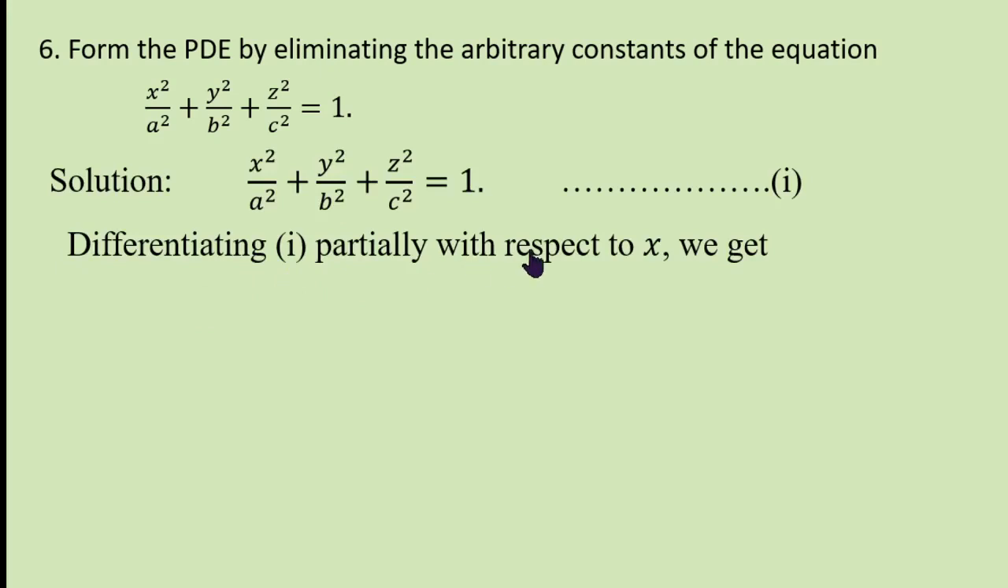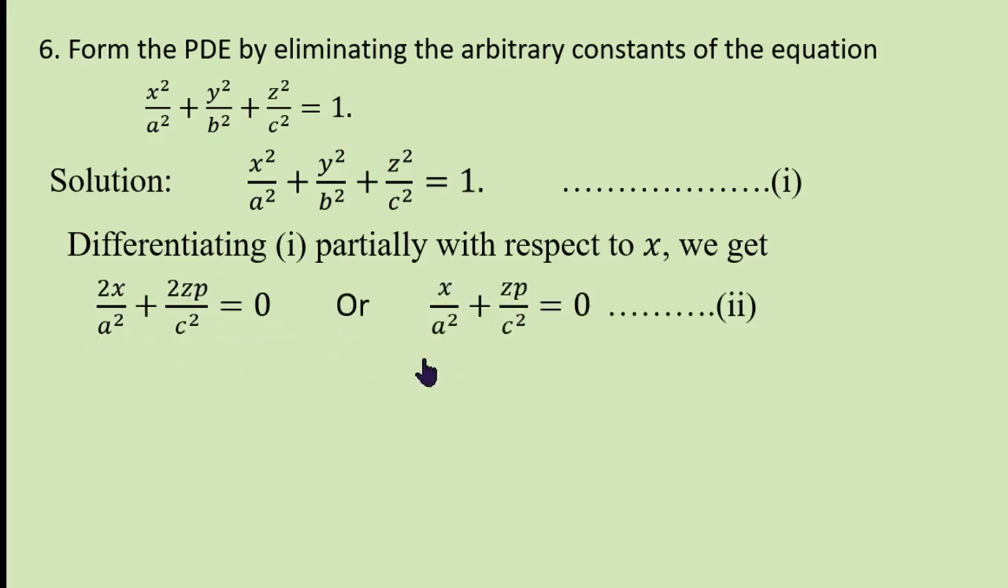when you differentiate partially with respect to x, we get 2x/a² + 0 + 2z·p/c² = 0. That is, 2x/a² plus z² derivative with respect to x is 2z into ∂z/∂x, that is p, over c² equal to 0, because when you differentiate partially with respect to x, treat y constant, so this derivative is 0, and here the derivative of 1 is 0. Now cancel 2: x/a² + zp/c² = 0.